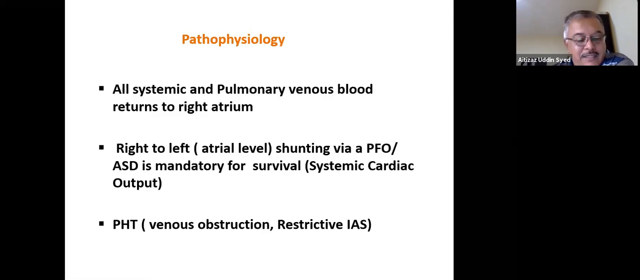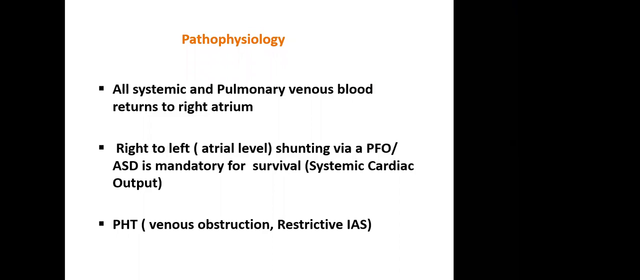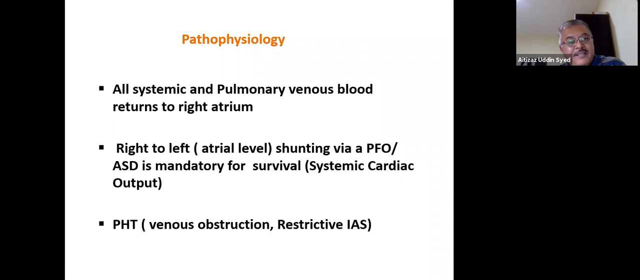Now, if we think about the pathophysiology, by now you must have understood that all systemic and pulmonary venous blood is returning to the right atrium, even if it's joining supra, infra, or intra cardiac variety, or even mixed variety. Both systemic as well as pulmonary venous blood return is to the right side. But on the right side, it has to be an obligatory shunt via an ASD to the left side to support a systemic cardiac output.